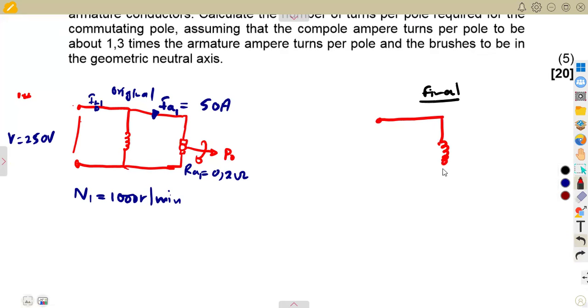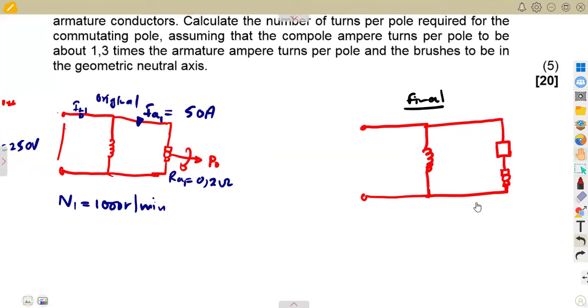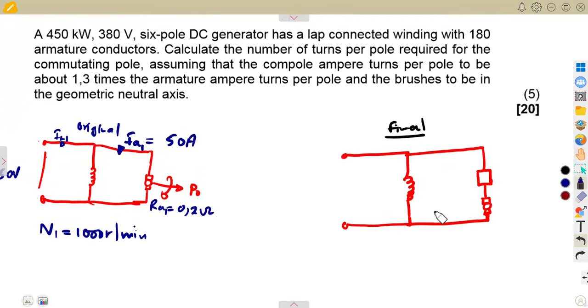So meaning to say the field is not affected. The field is just going to remain as it is, but on the armature, there is a resistance connected in series. So you're going to have something of this nature. That is your armature. Remember, it does not change. The part of the armature is just going to remain as it is. All right, guys, sorry for that. Just going to have something of this nature. Then this is what we are going to have.